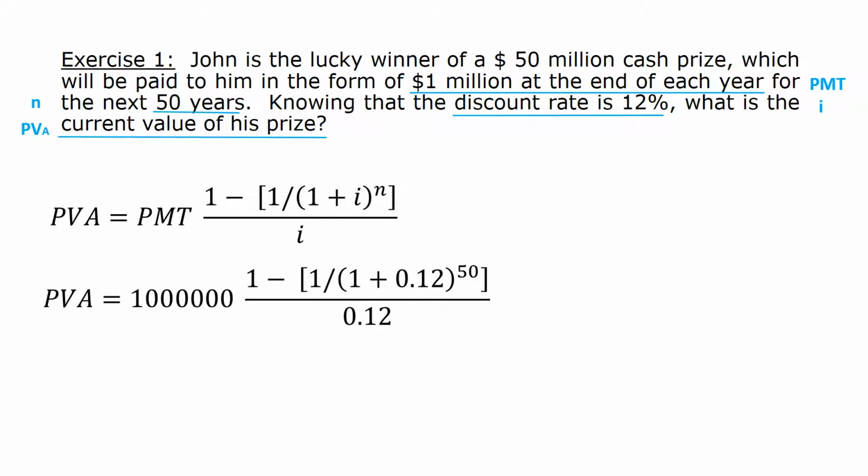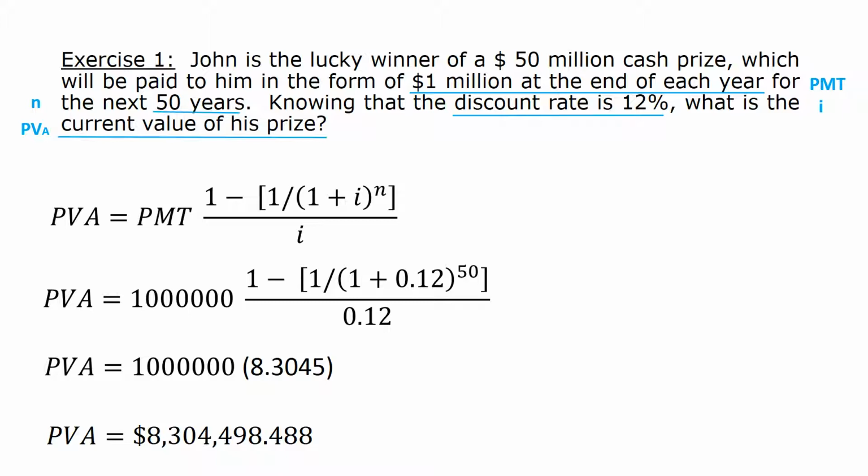We have the payment, the interest, the number of years, like so. You might want to plug it all in your calculator or break it down the way I did. And then you'll get the answer, which is $8,304,498.488. I believe solving such exercises is very easy. The only thing you have to pay attention to is memorizing the correct equation.